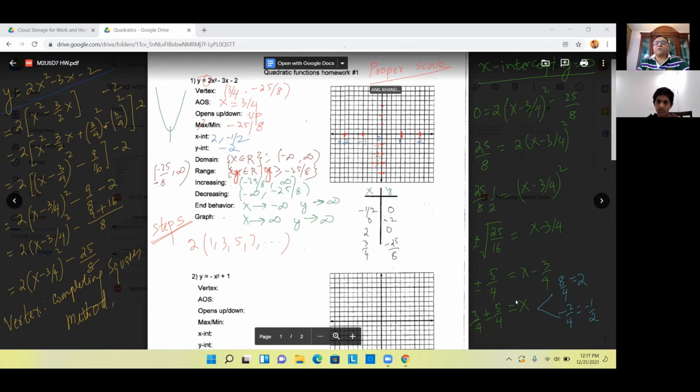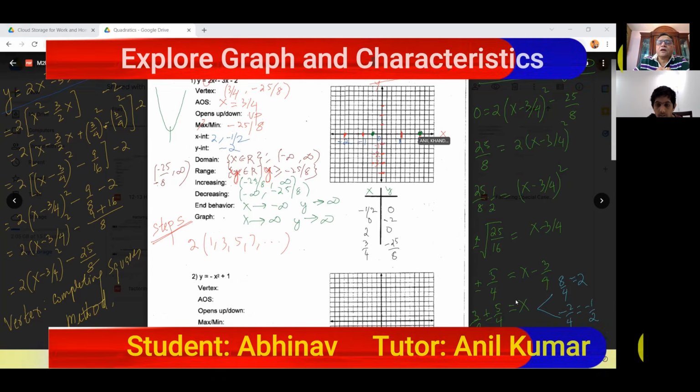So along the x and y axis, we have defined our scale. Now, we know at 3 by 4, we have minus 25 by 8. At 2, it is 0. So let's start putting the points. From where do you want to start the points? X-intercepts? Okay, x-intercepts are at 2 and minus half. So minus half is right there, and 2 is here. I'm marking them with green ink, as you can see, big and bold.